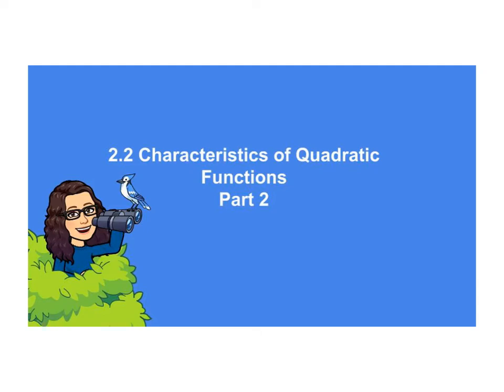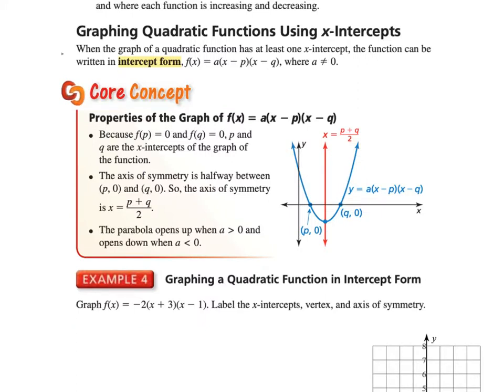Welcome to 2.2 Characteristics of Quadratic Functions, Part 2. We're going to start with graphing quadratic functions using x-intercepts. When the graph of a quadratic function has at least one x-intercept, the function can be written in intercept form: f of x equals a times x minus p times x minus q, where a cannot be equal to 0.